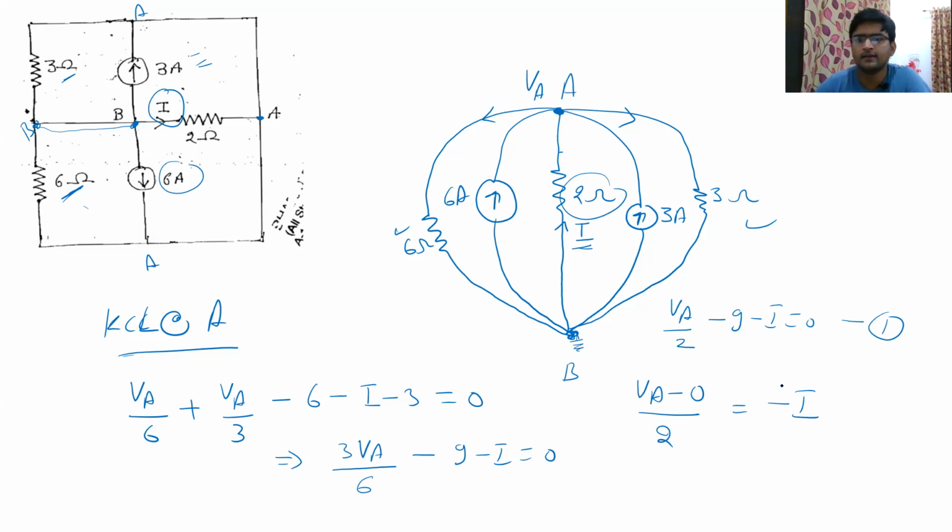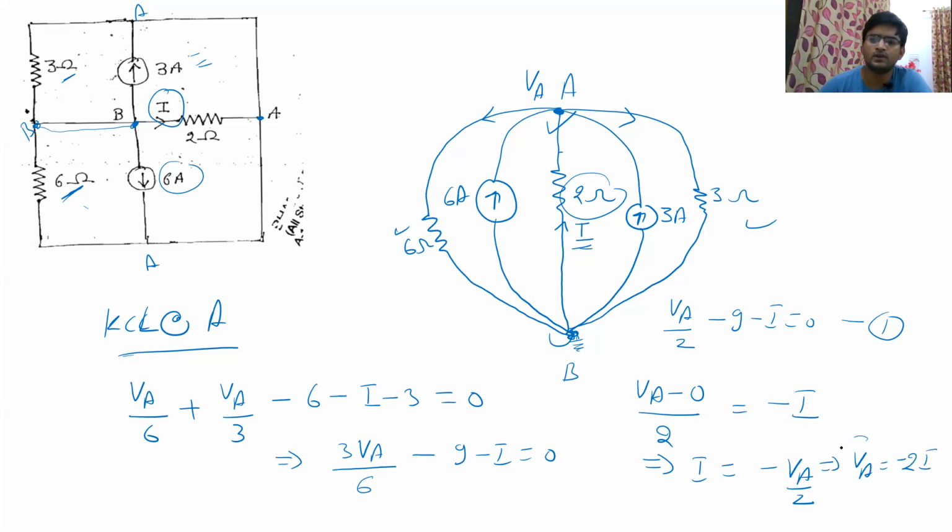Why minus I? Because this I current is incoming, and when we calculate VA minus 0 by 2, we are assuming this current to be in this direction, right? So this VA minus 0 by 2 should be taken as minus I. So you can say that I is equal to minus VA by 2, or in opposite terms, VA is equal to minus 2I.